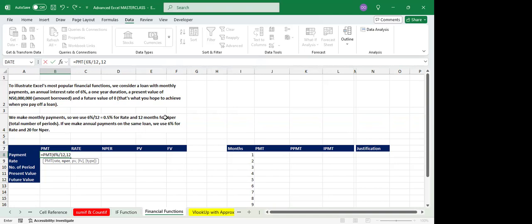Then, comma, the next argument is PV, that is present value. How much did we actually borrow now? What is the value of the loan now? The value of the loan is what we have borrowed, which is 50 million. Are we together now? Another thing we need to quickly understand is that 50 million: is it coming to our hands or is it going out?